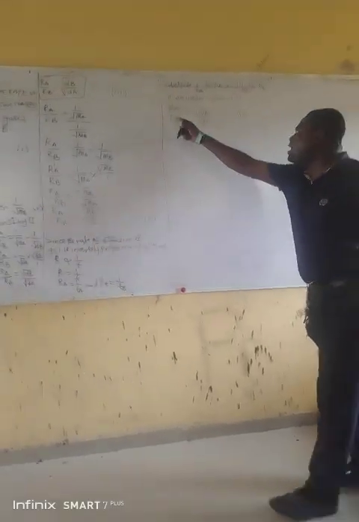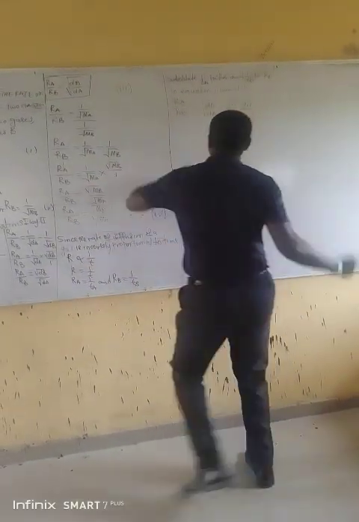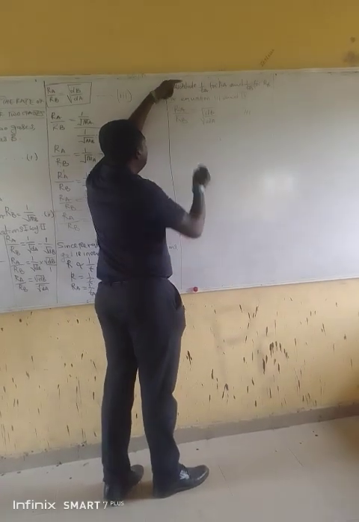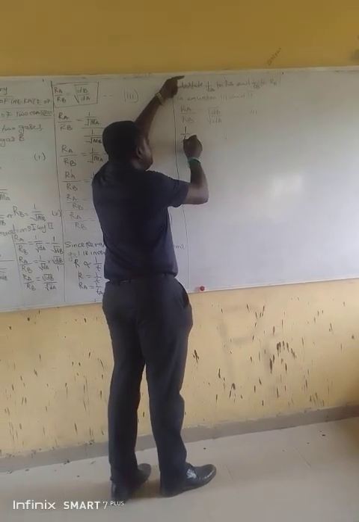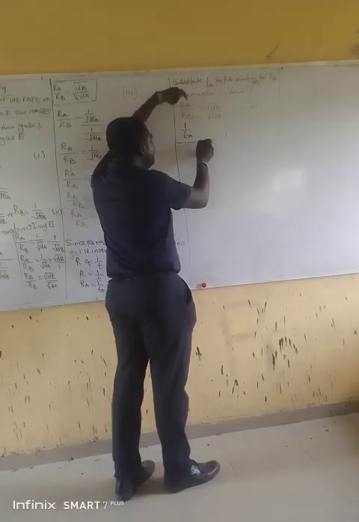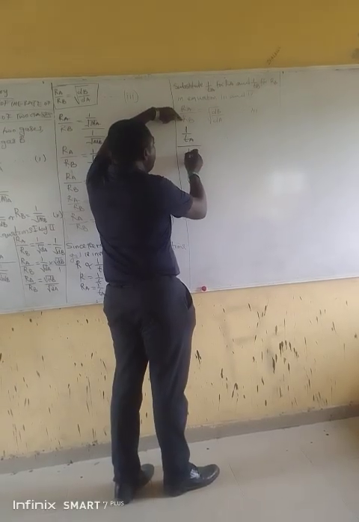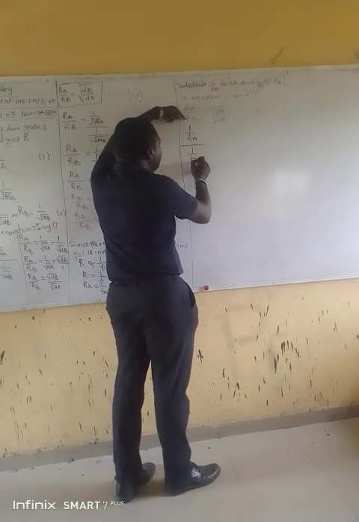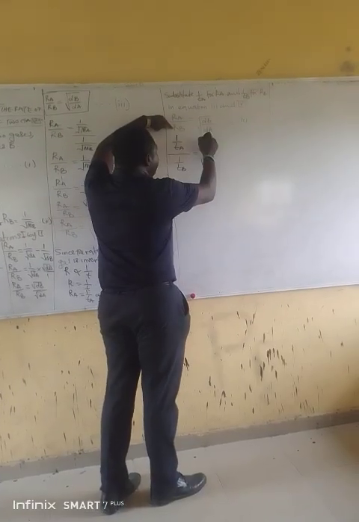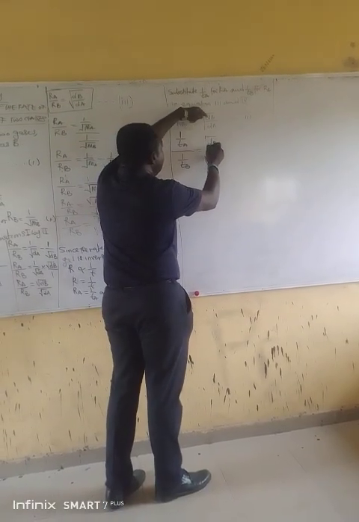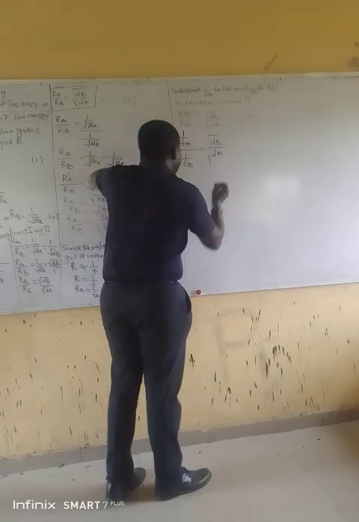Inside this equation, anywhere I see RA, I put what? 1 over TA, and anywhere I see RB, 1 over TB. This is equal to what? DB over DA. Are we there?